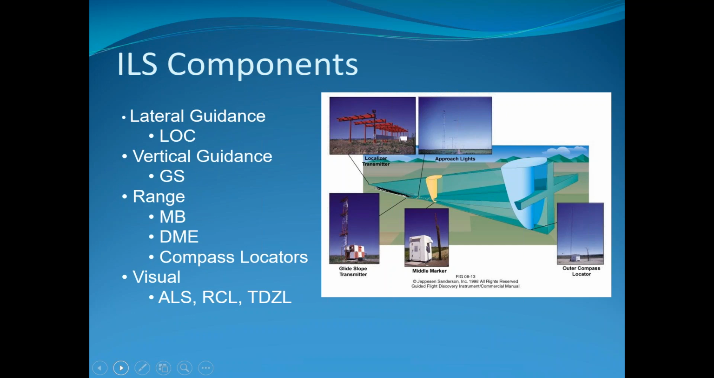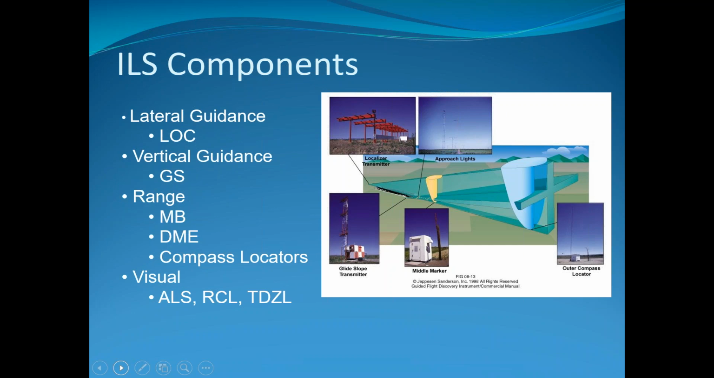ILS are composed of what's called a localizer and a glide slope. Those are the two main components of an ILS, so know what those two things are. The localizer gives you your horizontal guidance, that would be your left to right. And a glide slope gives you your vertical guidance, up and down. So an ILS is a ground-based navigational aid, okay?